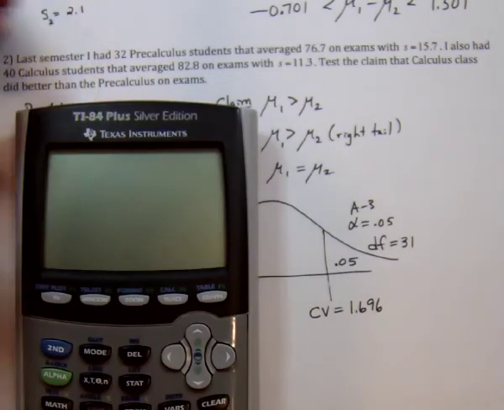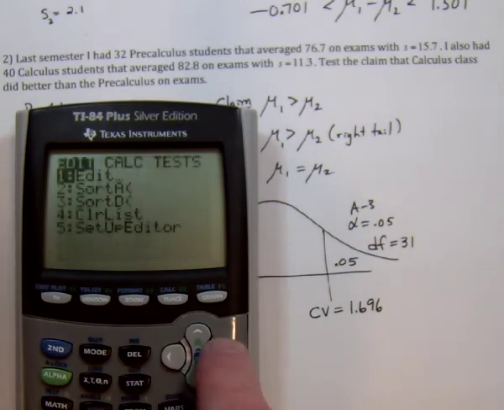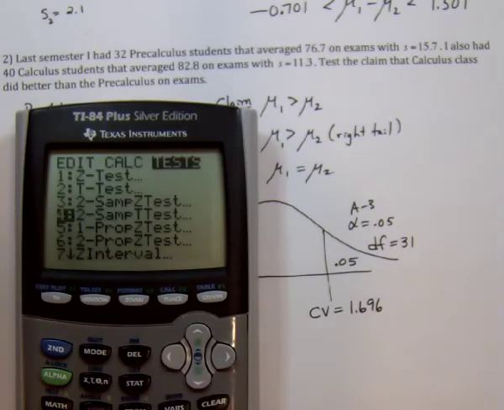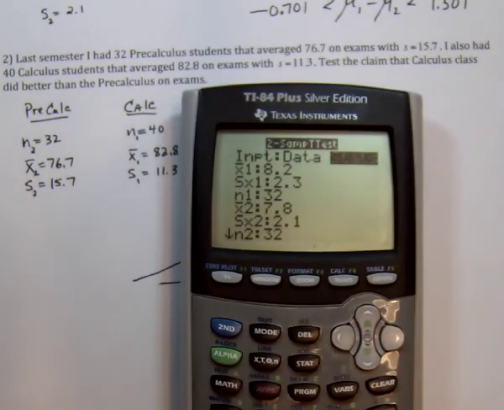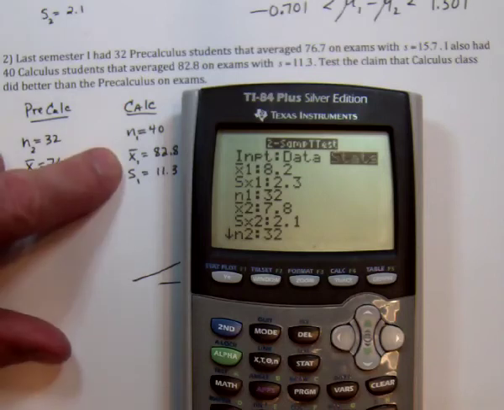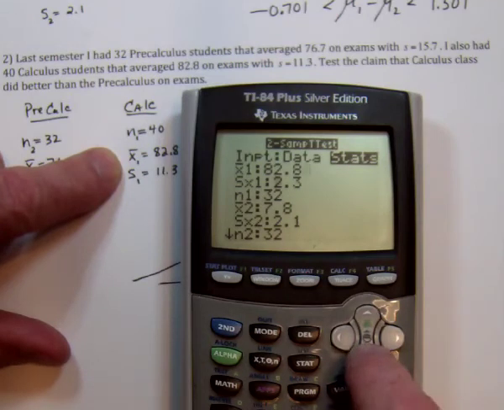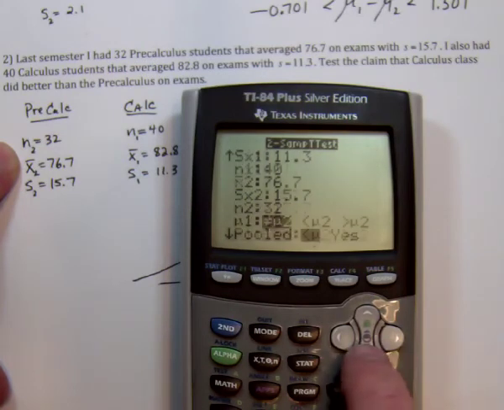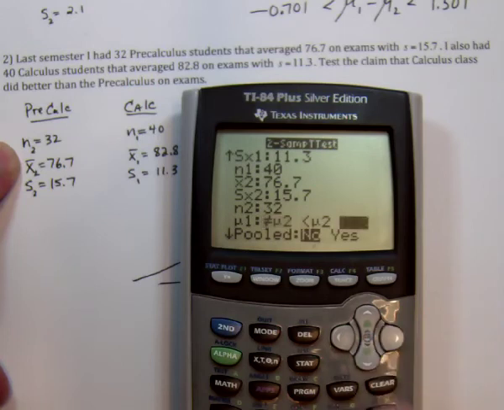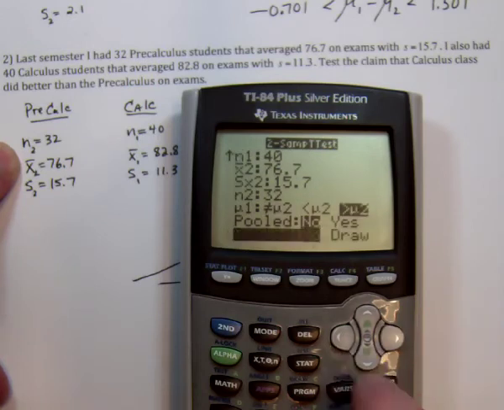So it's going to be the 2-sample t-test, and I need my sample data over here. Group number 1 is these people, so that's going to be 82.8 with S equal to 11.3 based on 40 students. This is a 76.7. 15.7 is the standard deviation based on 32 students. And then this should be pointing to the right, and this pooled should say no.